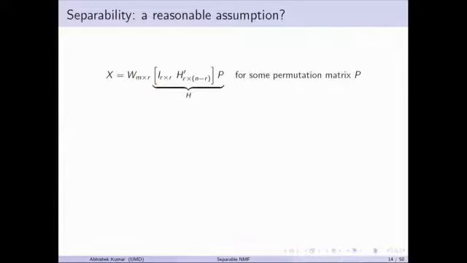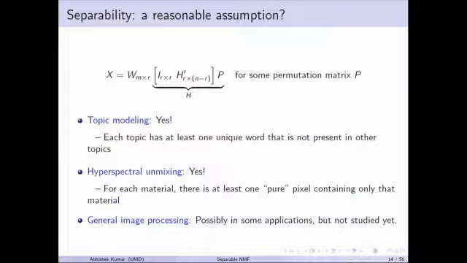Now the question is whether it is a reasonable assumption or not. In topic modeling, it is a reasonable assumption, as we discussed, that there is at least one word in every topic that is not present in others. In hyperspectral unmixing also, it's a reasonable assumption, as has been pointed out by some recent papers. And in general image processing, the answer might vary from application to application. In some of them, it might be reasonable, and in the end, I'll show one application where it does give good results.